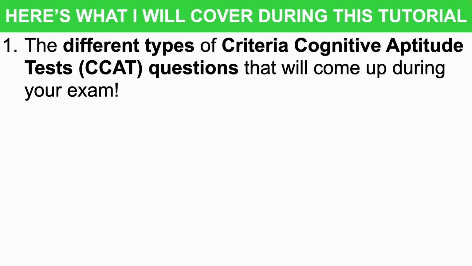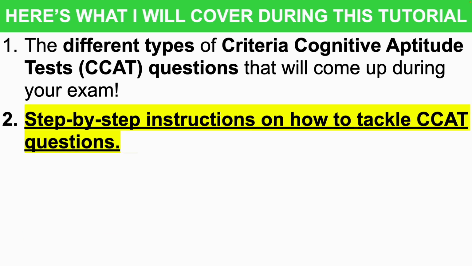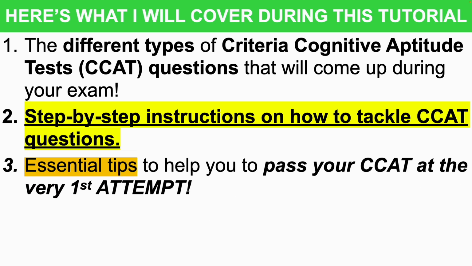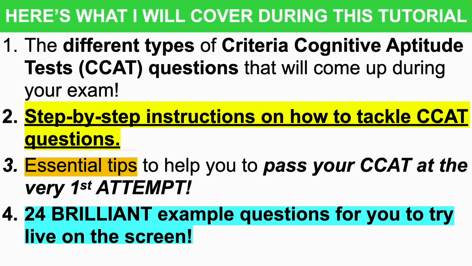To achieve that goal, this is what I'll cover. I'll break down the different types of Criteria Cognitive Aptitude Test questions that will come up during your exam that I strongly recommend you prepare for, and that includes spatial reasoning, numerical reasoning, verbal reasoning, and logical reasoning. I will also provide you with step-by-step instructions on how to tackle CCAT questions. I'll also give you essential tips to help you pass your CCAT at the very first attempt. And finally, I'll also give you 24 brilliant example answers for you to try live on screen.